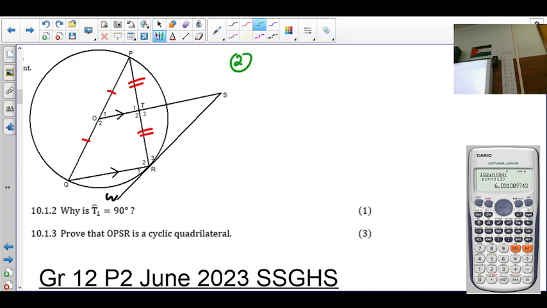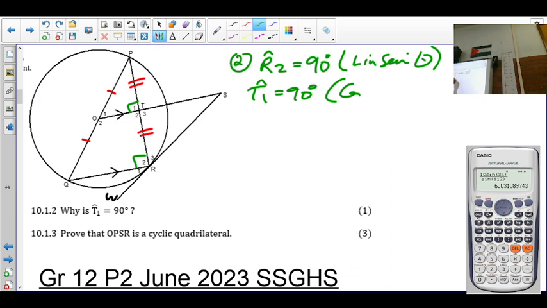So here the question says, why is angle T1 90 degrees? But we know that R2 is 90 degrees, as indicated before. Why is R2 90 degrees? Angle in a semicircle. Now T1 is 90. And why is T1 90 degrees? Because of corresponding angles with OT being parallel to QR.